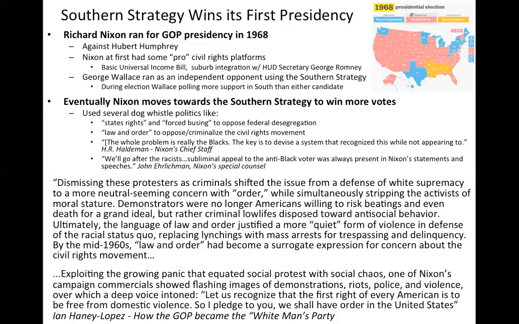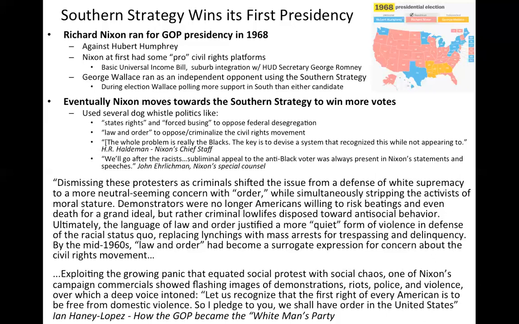And I want to read this. Ian Haney López writes about this new strategy. He says, dismissing these protesters as criminals shifted the issue from the defense of white supremacy to a more neutral-sounding concern with order, while simultaneously stripping the activists of moral stature.